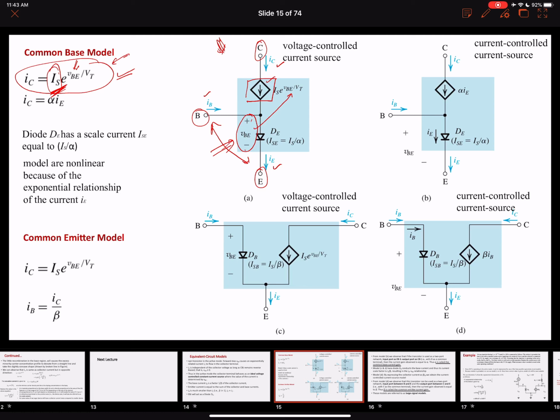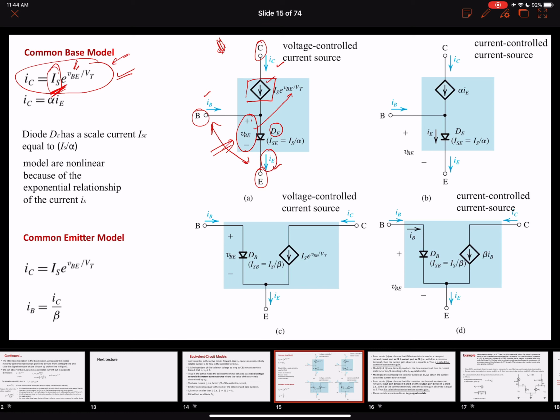And we know that when our base to emitter junction is forward biased, it can be modeled as a diode. So we can model it as a diode DE over here, diode labeled as DE over here. Okay. So the current that will flow through this emitter branch will be equal to IE.